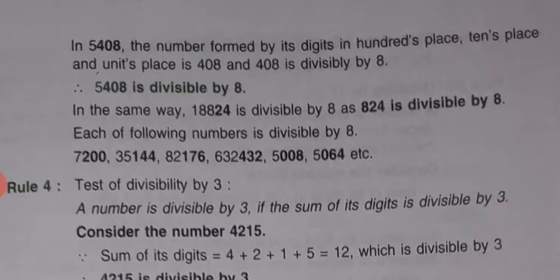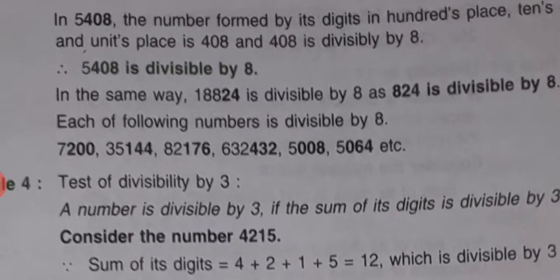In the same way, in the second example, in hundreds place, tens place and units place this is 824, and it is divisible by 8. So the whole number is divisible by 8. The other examples are given here. You can see 7200 or 35,144 and so on. Here the digits in hundreds place, tens place and units place are divisible by 8.